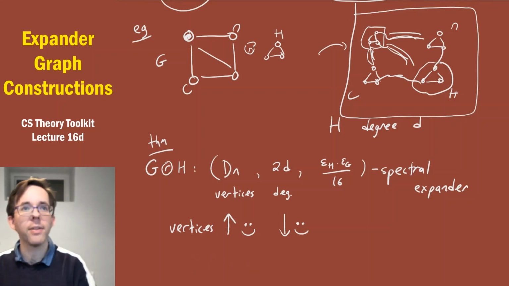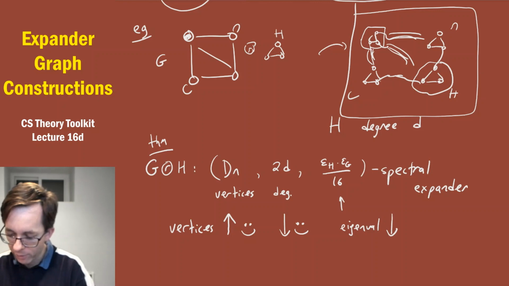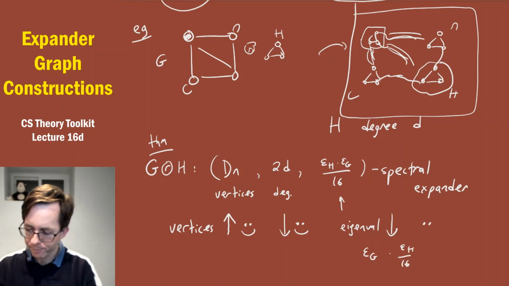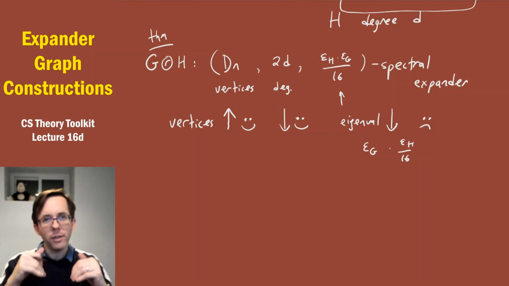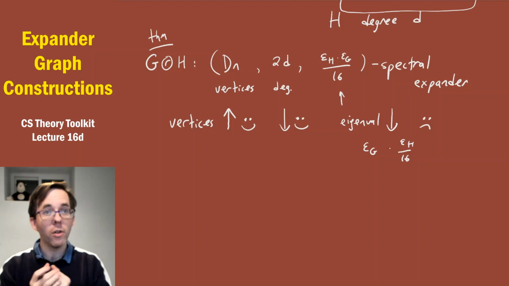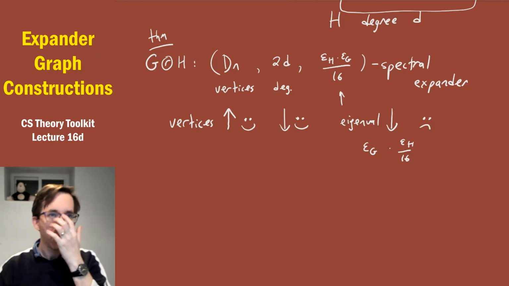The only trouble is that this eigenvalue went down. If you think of your big graph G as the main graph, it used to be epsilon G, and now you multiplied it by epsilon H over 16. So you kind of shrunk it. And that's bad. But it's not so bad. We kept the degree small. We made a bigger graph. The spectrum went down. Let's do a different move to make this eigenvalue bound go back up.